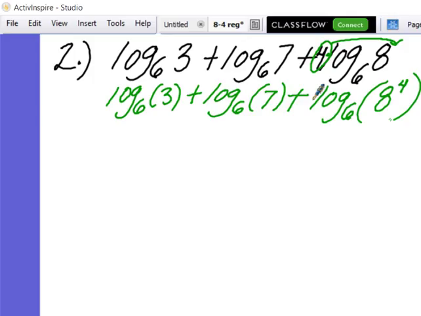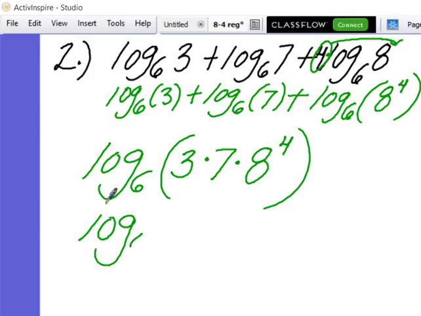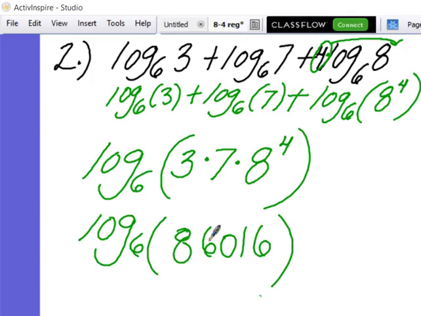Because they're all log to the base 6, we can rewrite it as one log to the base 6, and I want parentheses. So it's addition and addition, so all this stuff is being multiplied. So we have 3 times 7 times 8 to the 4th. That would be the answer I would want to see. And now if it's reasonable, you could rewrite it as well: this is really log the base 6 of 8, 6, 0, 1, 6. I want to see both answers. You see what we did there?